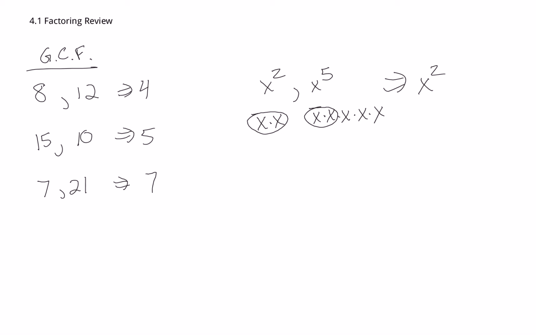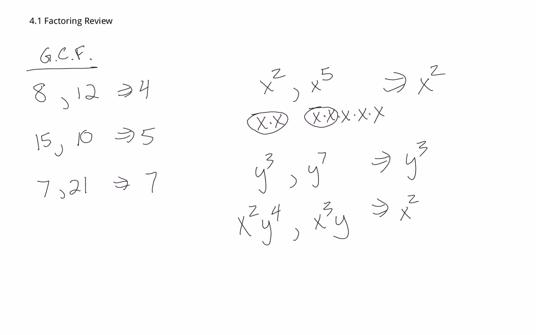So with letters, you always pick the smallest of the exponents that are the same. If I gave you y to the 3 and y to the 7, your GCF will be y to the 3. If I gave you x squared y to the 4th, and x cubed y, in this case you pick the smallest of the x's, which is x squared, and the smallest of the y's, which would just be 1y. Okay, so you get the idea.